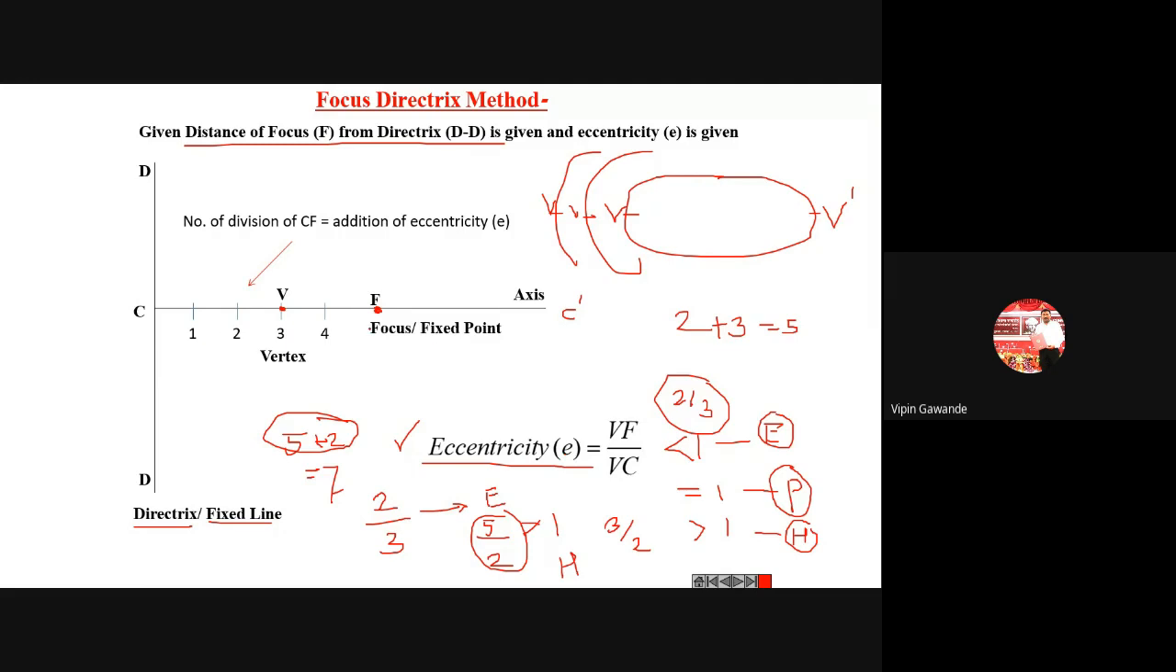Now let us see first the focus directrix method for all, that is for ellipse, parabola and hyperbola. First, we will see the ellipse. We have drawn a vertical line, the directrix, and one horizontal line, that is our axis. Now the distance of the focus from the directrix is given. We have marked here F. Suppose this distance is equal to 50 mm.